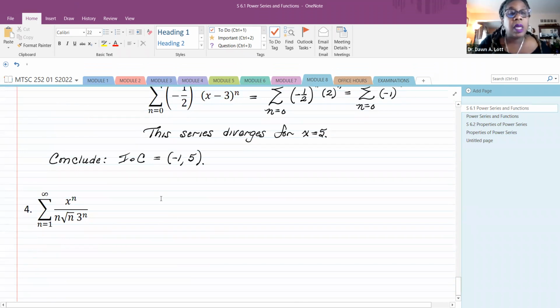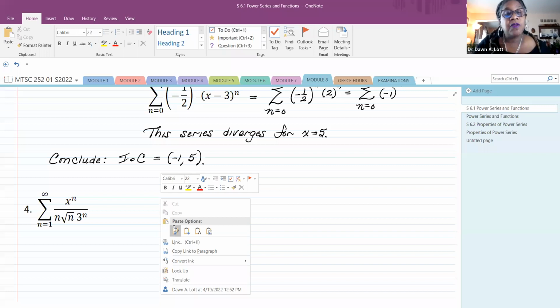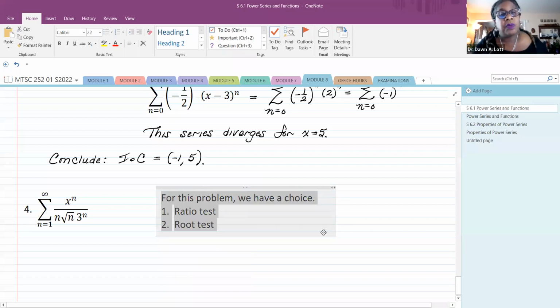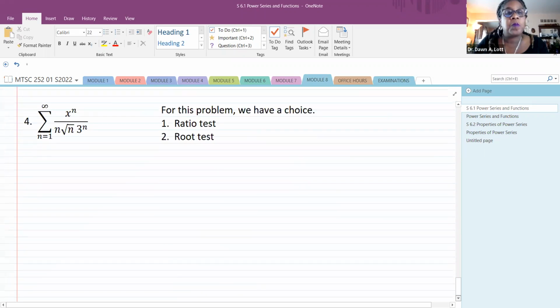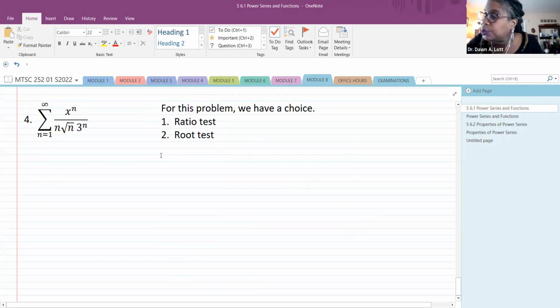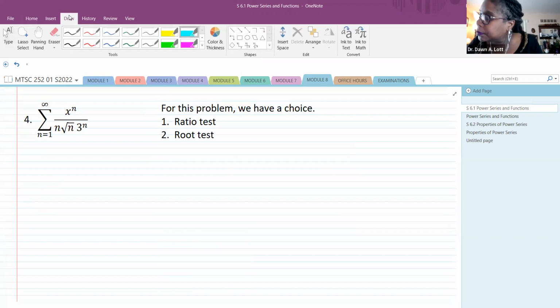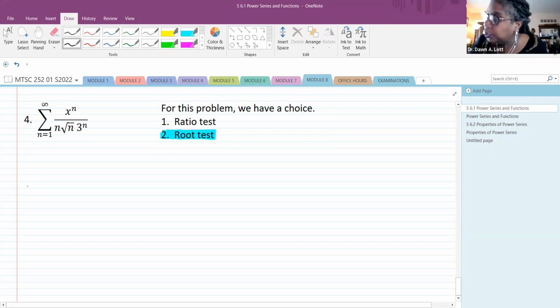Okay, so here I have the same thing. For this problem, we have a choice. We have the ratio test and we have the root test. Okay, I have a preference. My preference would be the root test. And so for this one, I'm going to use the root test. It's much easier, although the ratio test is not difficult on this one. Okay, so we're using the root test.